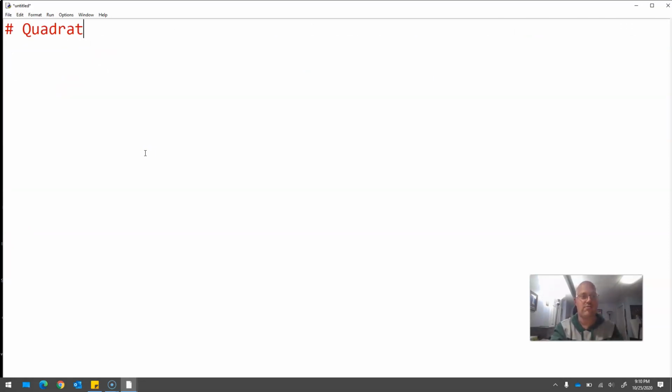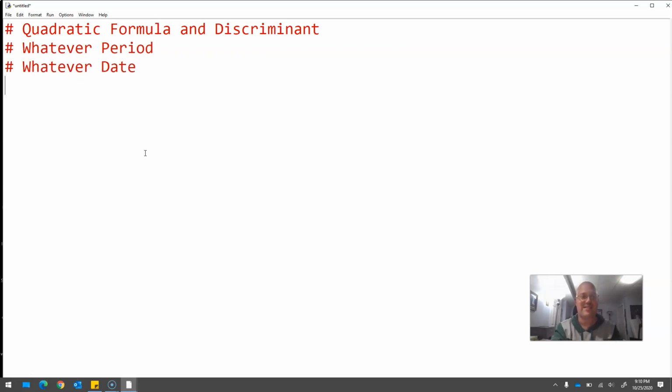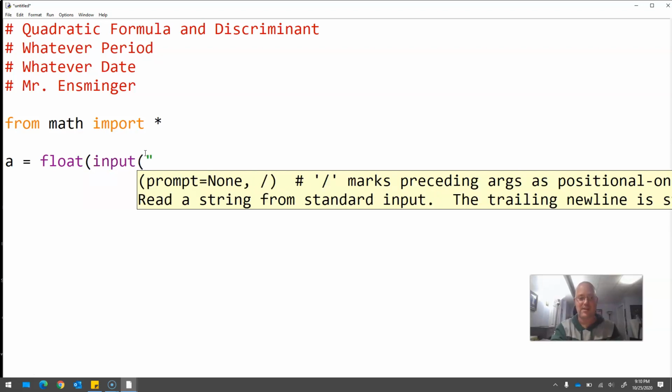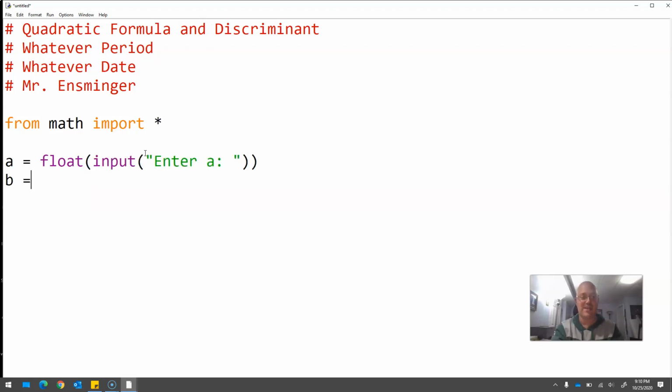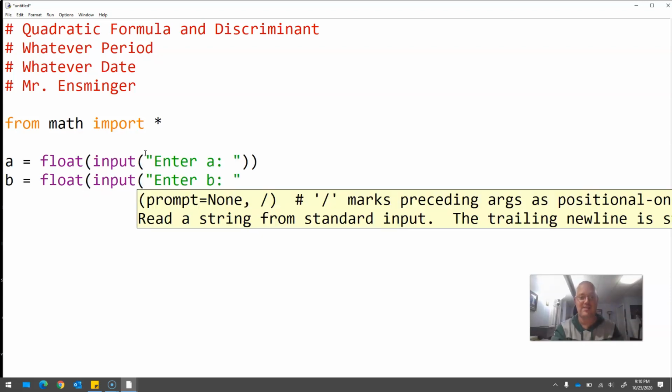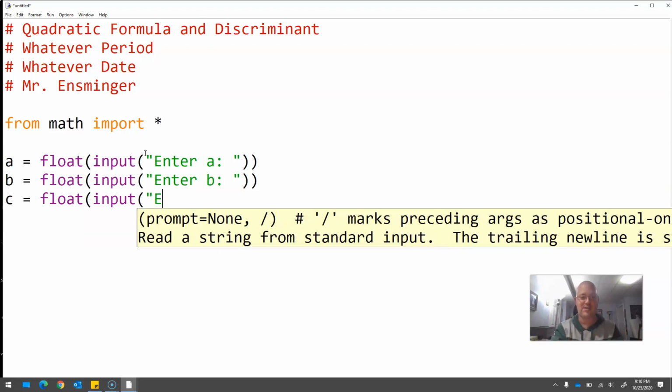So quadratic formula and discriminant, whatever period you're in, whatever date you're doing this, and then your name, or my name in this case. We're going to need from math import star. That's, of course, because we're doing square root, we're going to use that. And so we're going to do the inputs. We're going to do A, B, and C. So A is a float input, enter A. B, float input, enter B. C, float input, enter C.